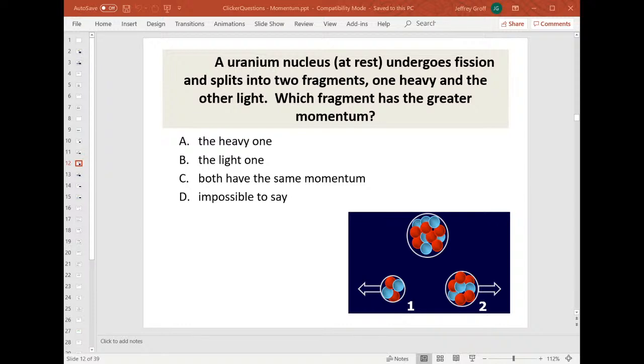You guys like C, both have the same momentum. Correct. Great. You guys got this. You're going to ace this next test. The uranium nucleus at rest undergoes fission and splits into two fragments. So the key here is the total momentum of the system is 0. So if they split into two fragments, the total momentum is still 0. But they're traveling in opposite directions, so they must have the same magnitude of momentum, just in opposite directions.